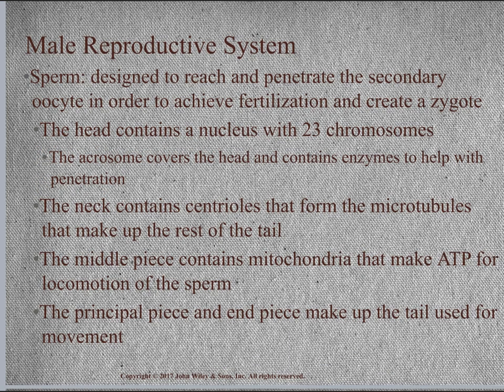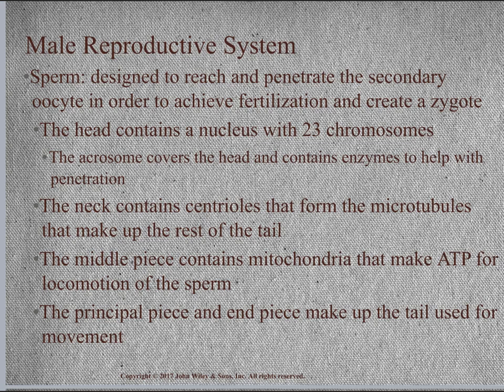What is the function of sperm? So sperm is designed to reach and penetrate the secondary oocyte. So we're talking about the egg in the female anatomy. And it needs to do this in order to achieve fertilization and create a zygote. The head of that sperm contains a nucleus that has about 23 chromosomes, right? So that's important. Remember, we are dealing with half, or 1n, of our genetic information. We have an acrosome that covers the head, and this is going to contain enzymes. These enzymes are going to be released cooperatively with the other sperm.